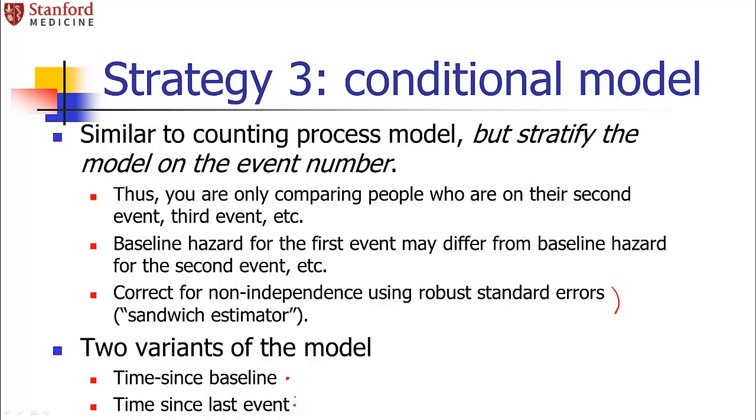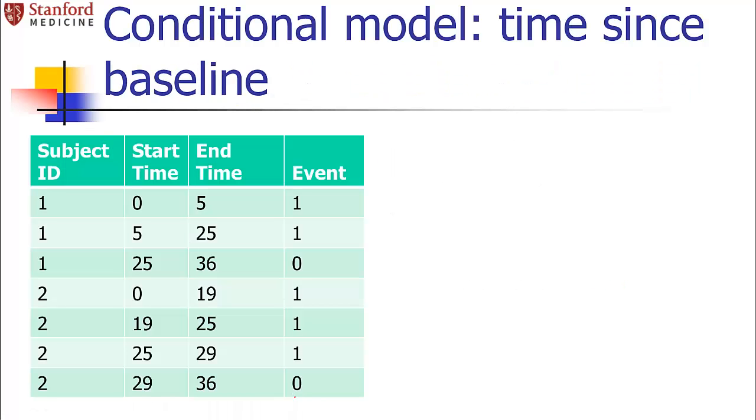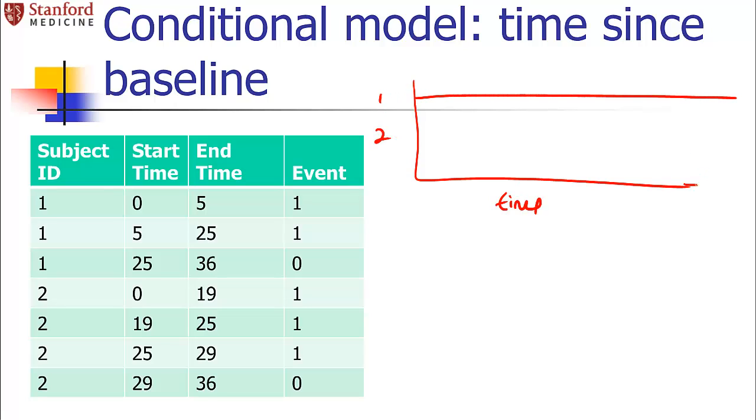The easiest way, again, to see the difference is to draw out the picture and see how that's reflected in the likelihood function. So if I choose time since baseline, what's my picture again? So again, here's subject 1, here's subject 2, here's 36 months when both are censored. And we're counting time since baseline now, so it's basically the same picture we had before. Here's an event happening here, another event, and something looks like that.